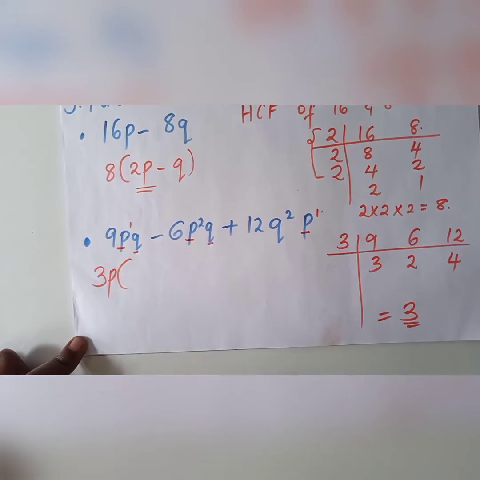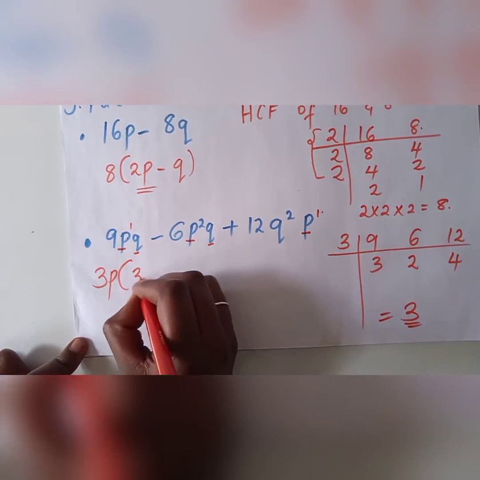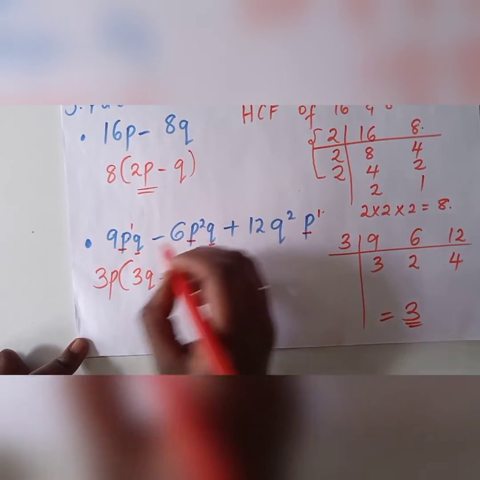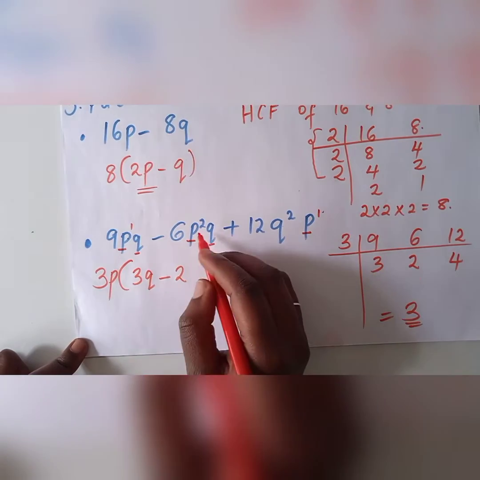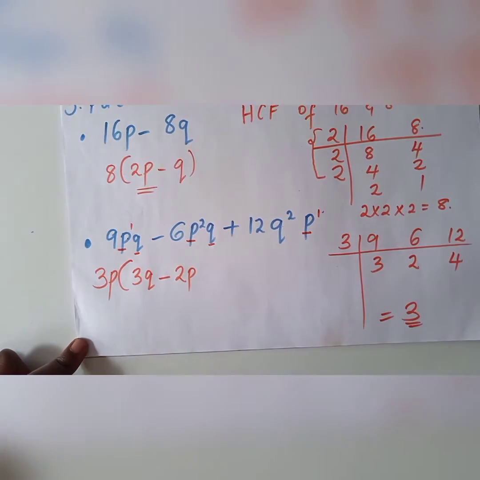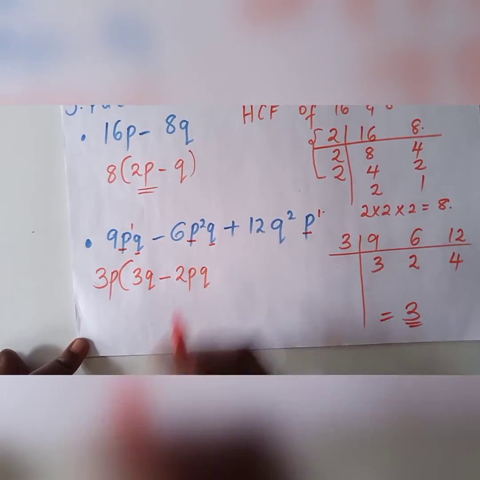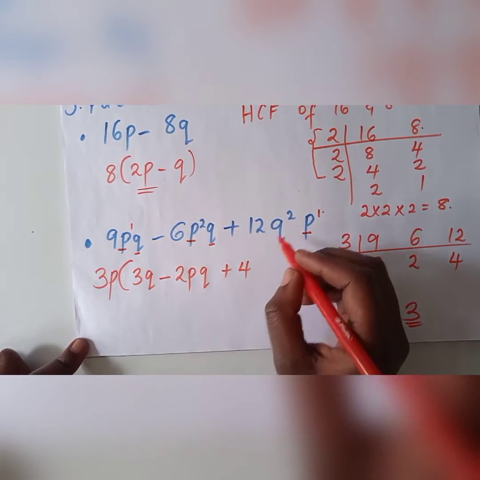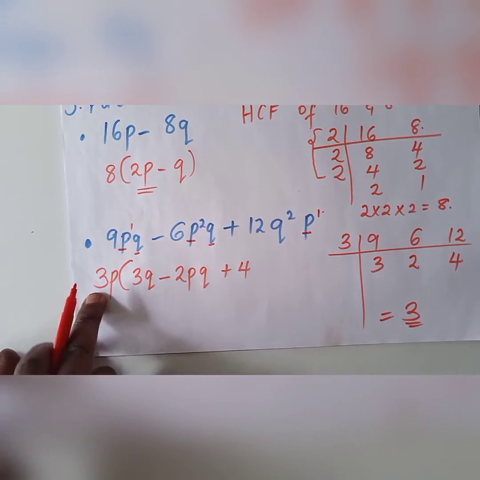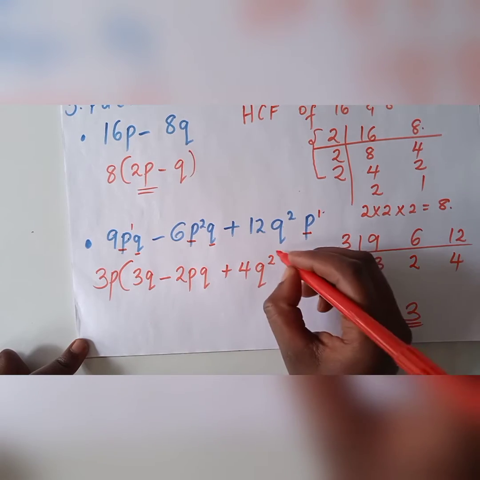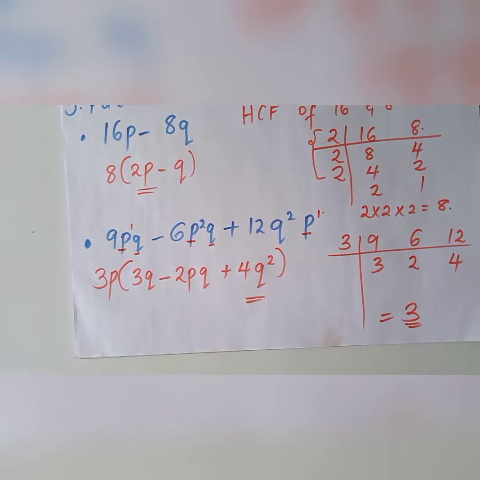So open the bracket, 9 divided by 3 is 3. P divided by P is 1. Q is left, so it goes inside the bracket. Minus 6 divided by 3 is 2. So we had 2 P's over here, but I used 1, meaning one of them is left. Q was left as well. Plus 12 divided by 3 is 4. Okay, we haven't used any Q outside, so Q squared, and P, we have already used it outside. So that one will be your factorization.